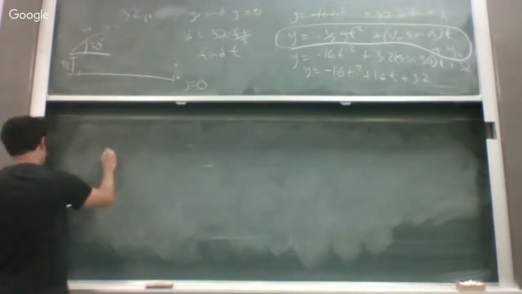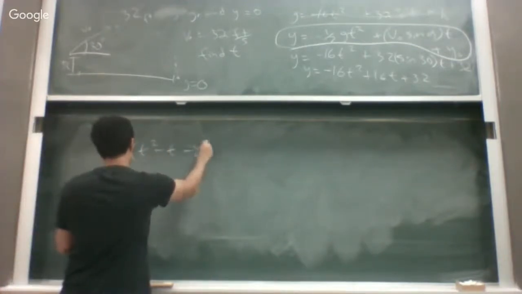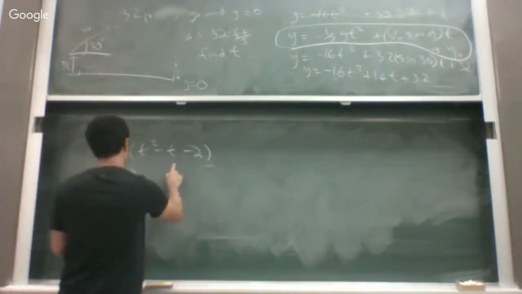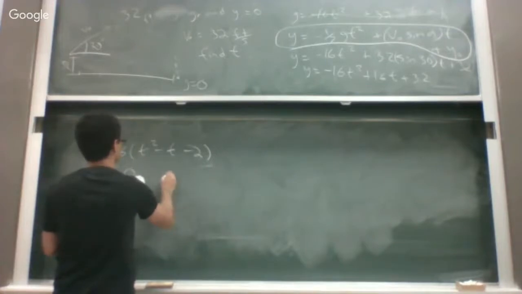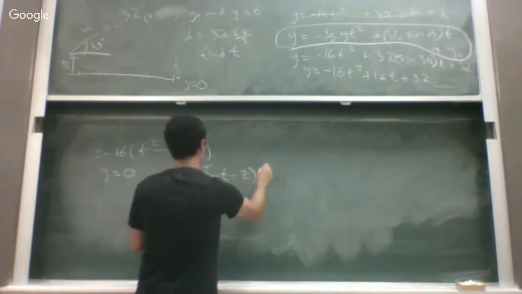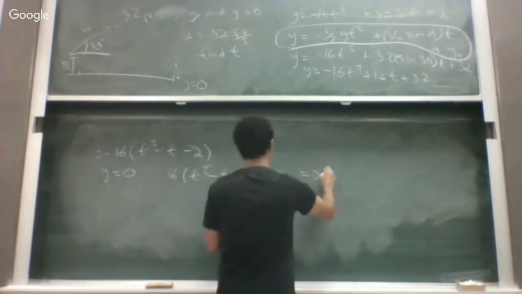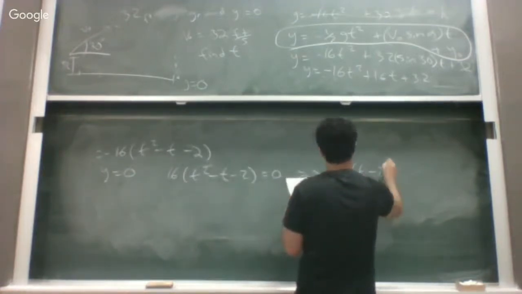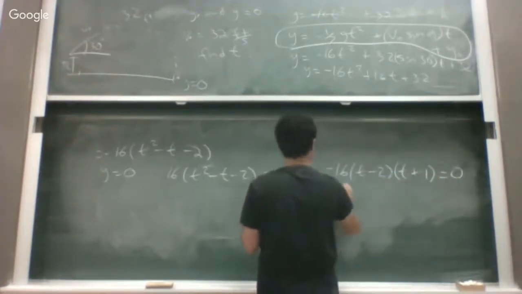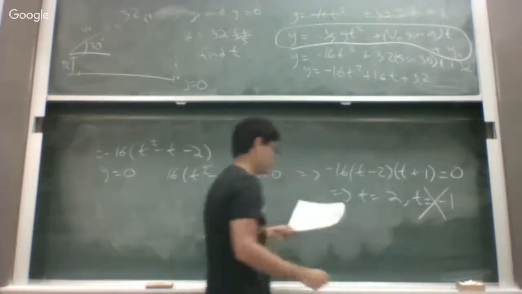So then that's equal to negative 16 times t squared minus t minus 2. It hits the ground at y equal to 0, so the height is equal to 0. So it's negative 16 times t squared minus t minus 2 equal to 0. Therefore, we can find time by factoring: negative 16 times t minus 2 times t plus 1 equal to 0. Therefore, t is equal to 2 and t is equal to negative 1. The negative 1 doesn't make sense.